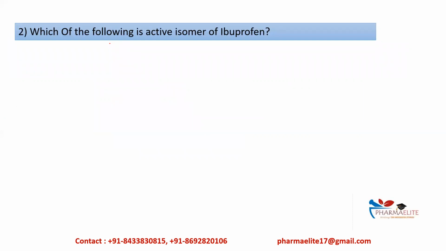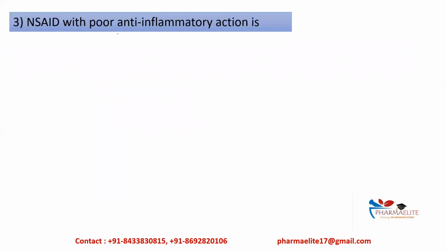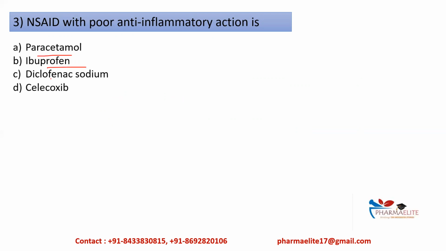Then next question. Which of the following is the active isomer of ibuprofen? This also we have already seen. That S configuration, the dextro isomer, is active. Then the next question. NSAID with poor anti-inflammatory action is: paracetamol, ibuprofen, diclofenac sodium, and celecoxib. So in the main classification, we have already seen that paracetamol comes under the class of poor anti-inflammatory action. So the correct option over here will be paracetamol.